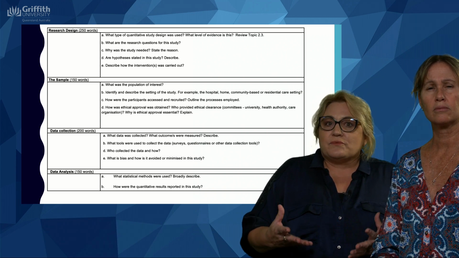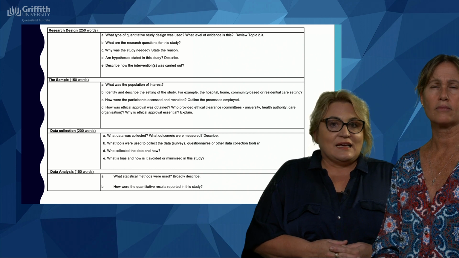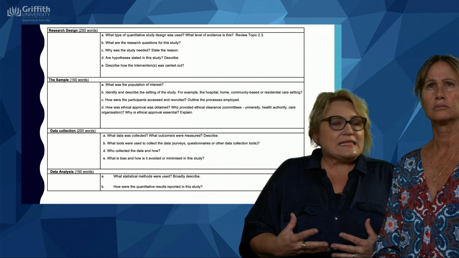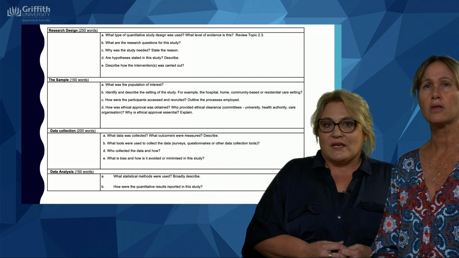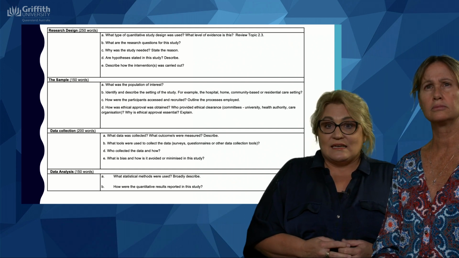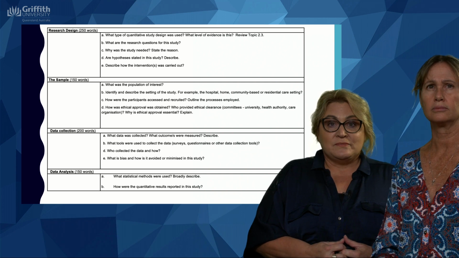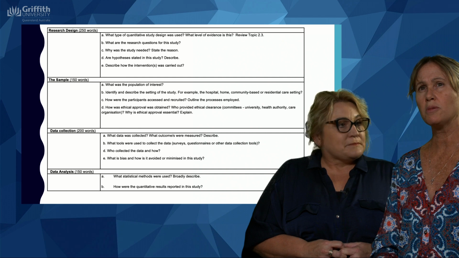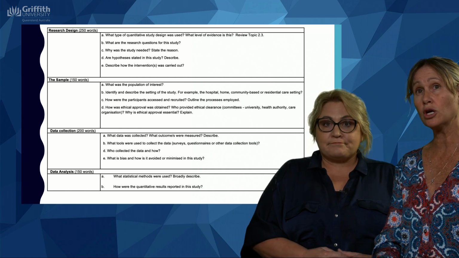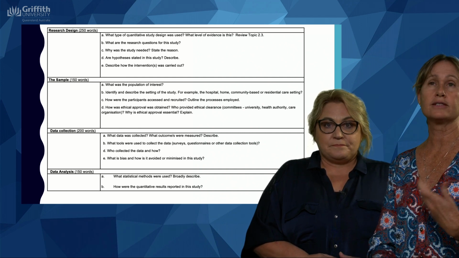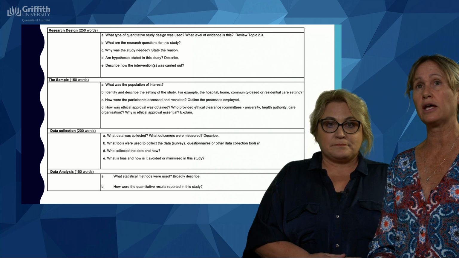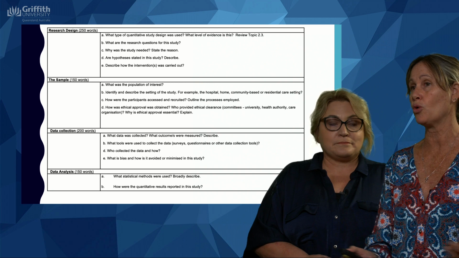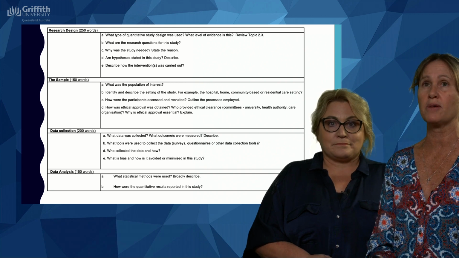What were the research questions in the study? And why indeed was that study needed? State the reason. We want to see that information. Are there hypotheses stated in the study? And you can describe them as well, and describe how the interventions were carried out. And remember, it's a critical review as well. So sometimes you might find that there's an issue or something that they haven't followed the design framework that would be expected for that methodology.